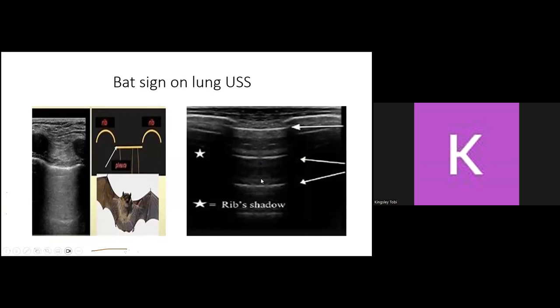So to make it brighter, you can see this is the pleural line. The rib shadows going down represent a bat sign. So before you make any interpretation of any findings on your lung ultrasound, you want to ensure that you are able to elicit this bat sign from the onset.